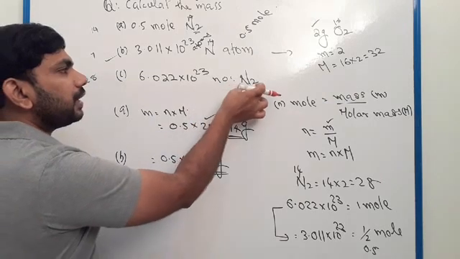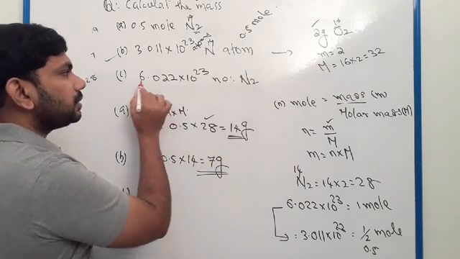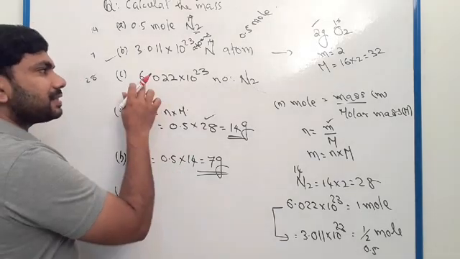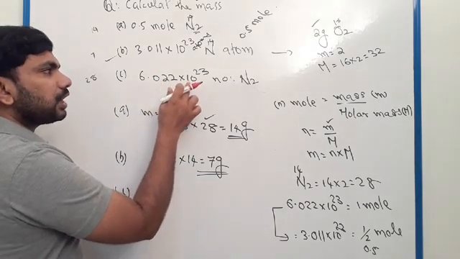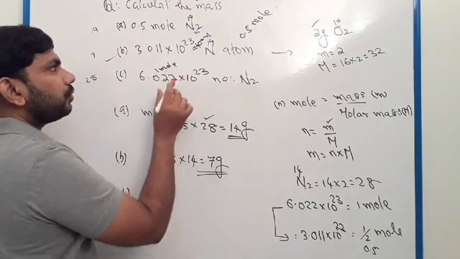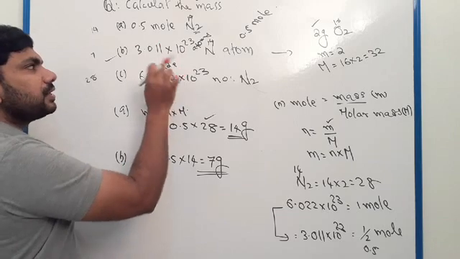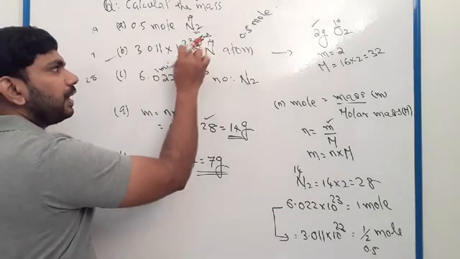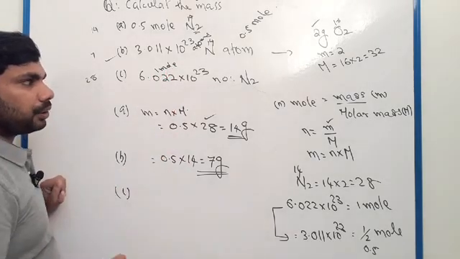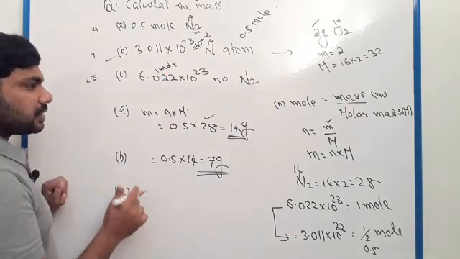Okay, here the number of nitrogen molecules is given as this much. We know any substance containing 6.022 into 10 power 23 particles is 1 mole. I told you before this is half of this one, so it will be 0.5 mole. Here it is the complete number, so it will be 1 mole. Now you can find the answer here.